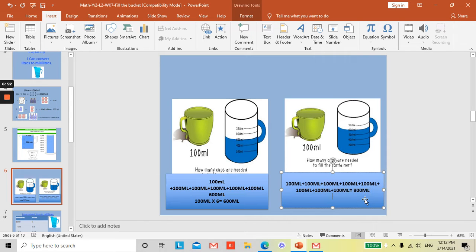Which is the same as the cup here of 100 milliliters times 8. So we put 8 cups to get 800 milliliters. Let's move to the next.